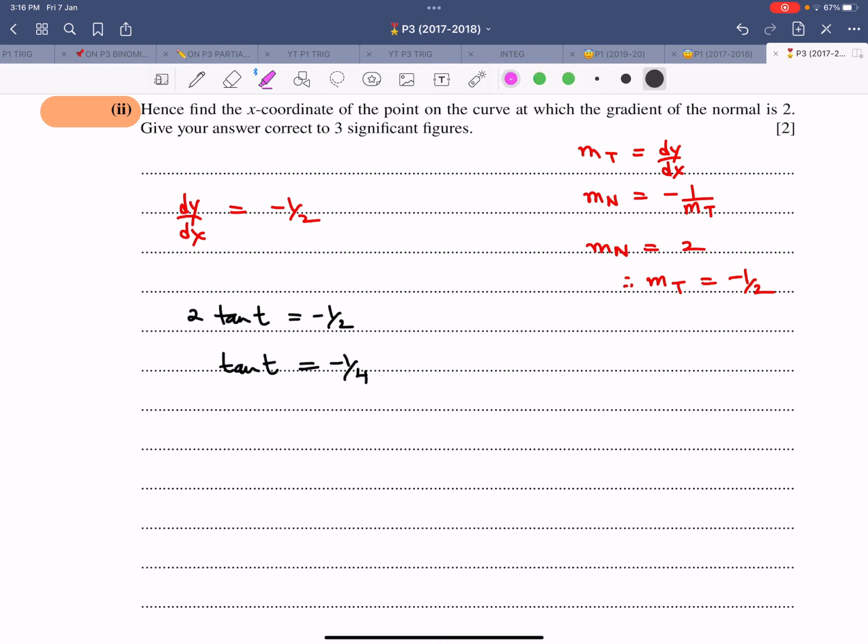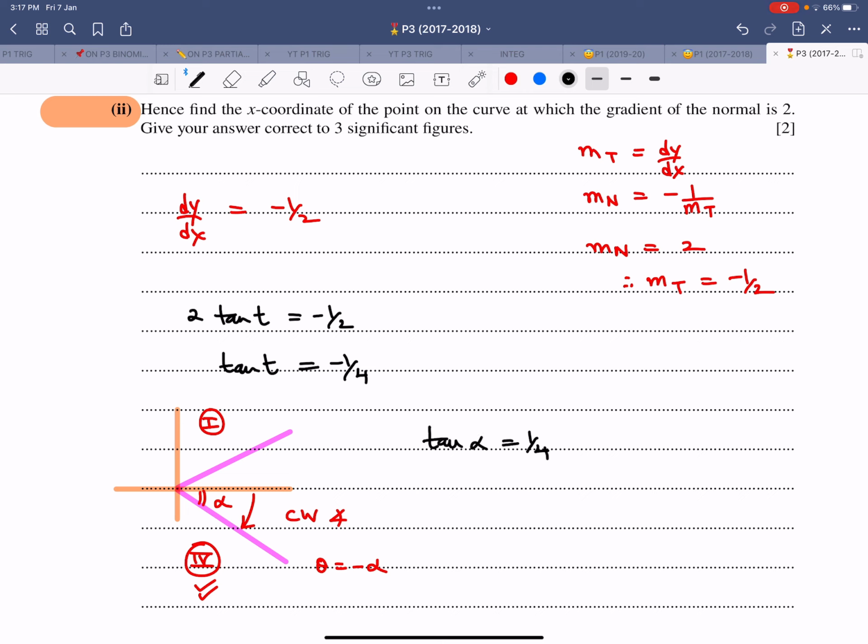If I draw this line over here, this is the x-axis, this is the y-axis. One angle could be over here, the other angle could be over here. Since tangent is negative, we are not interested in the first quadrant, we are interested in the fourth quadrant. So whatever the basic angle is, we are going to take the clockwise negative angle. So basically theta would be negative alpha. So therefore theta or t, whatever you want to call it, tangent alpha equals 1/4, where alpha is the basic angle with the x-axis, that's the acute angle with the x-axis.